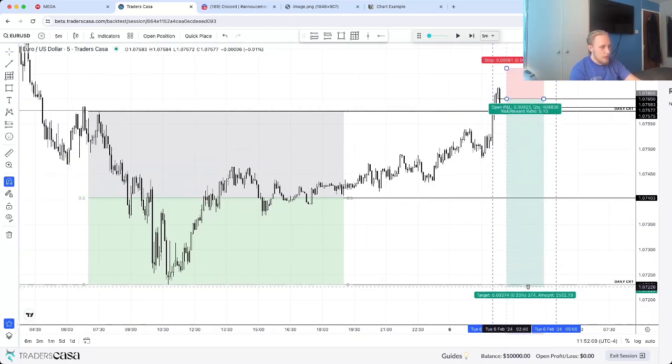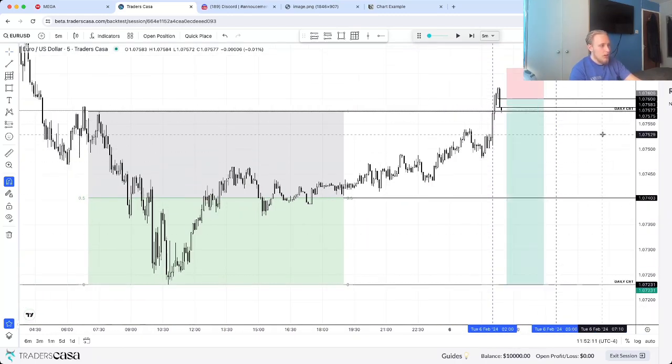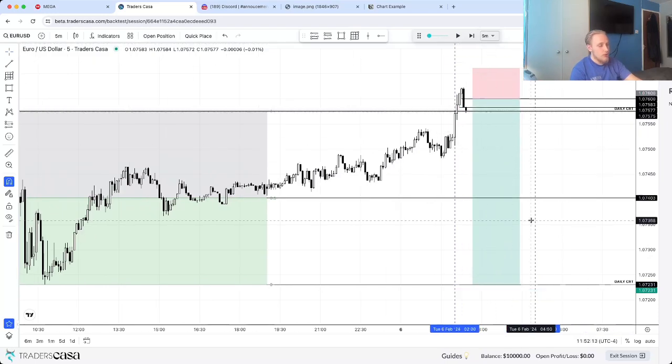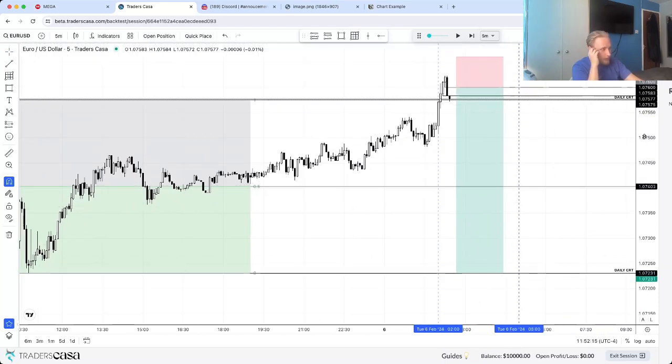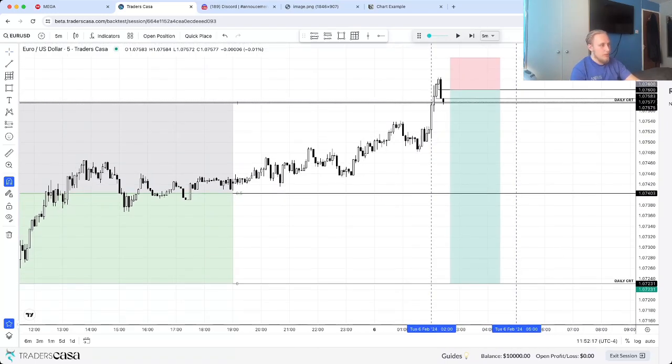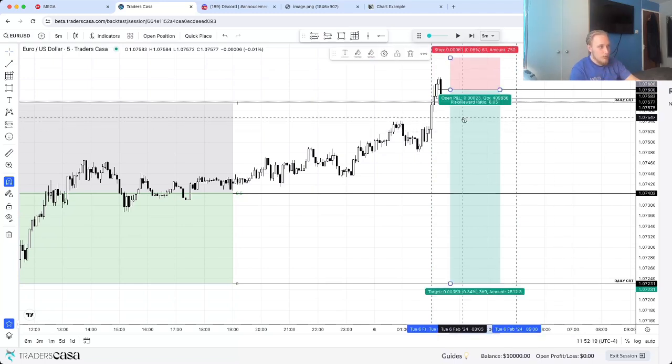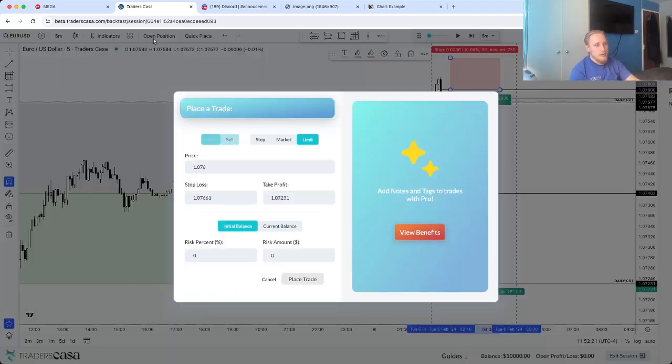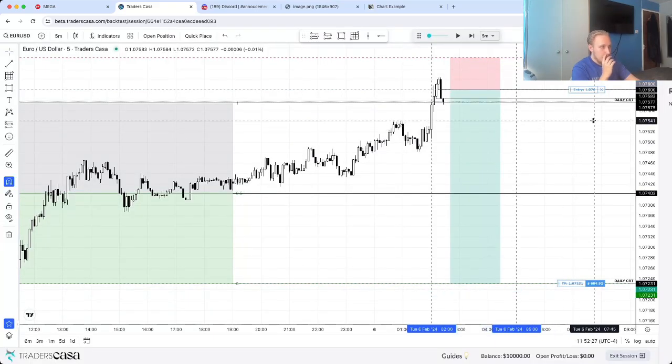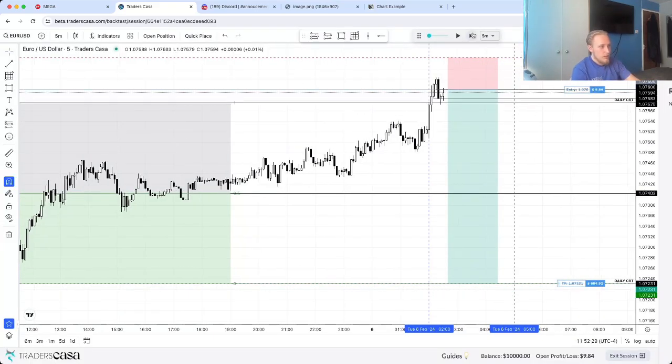Anyways, I'll show you both entries. I'll show you the top entry and then the 50% entry right here. So we'll put our limits here. Just risk 1%. Place trade. There you go. You can see we get tagged right there.